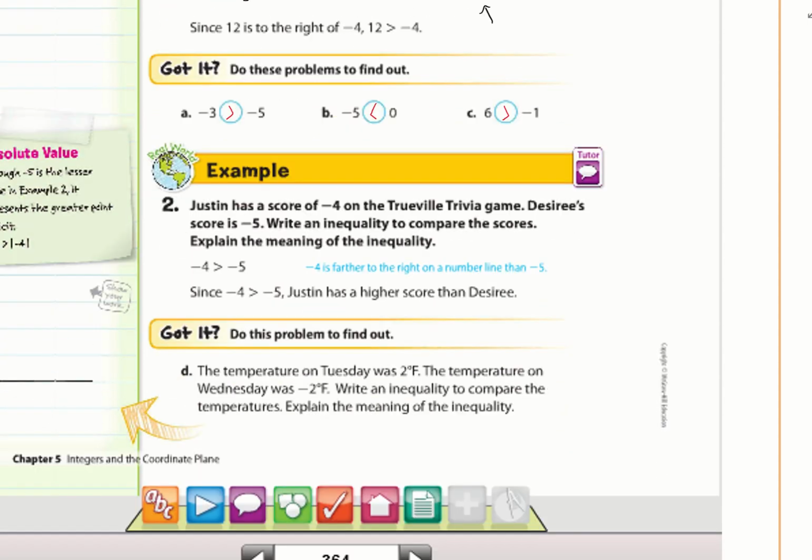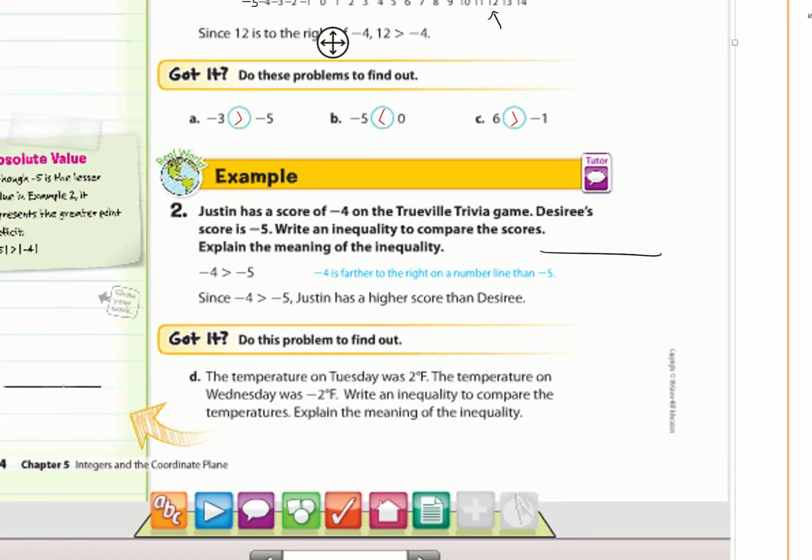So example 2, it says, Justin has a score of -4 on the Trueville trivia game. Desiree scores -5. Write an inequality to compare the scores. So if I have a number line, put 0 right here, -1, -2, -3, -4, -5. -4 is to the right of -5, so -4 is going to be greater than -5 right here. And then explain the meaning of the inequality. That is, Justin has a higher score than Desiree.